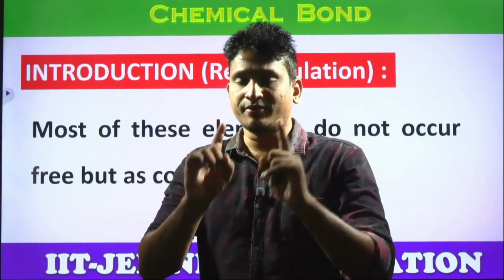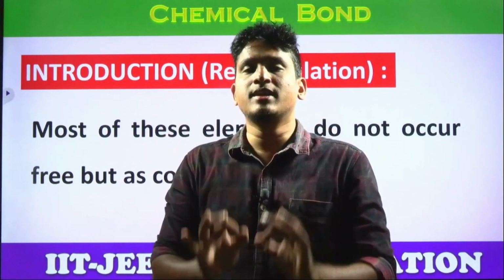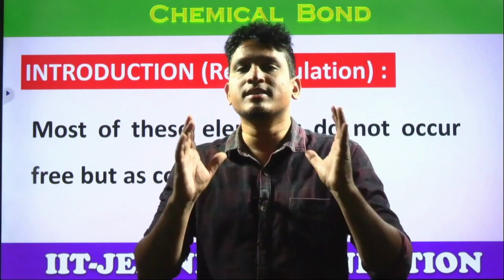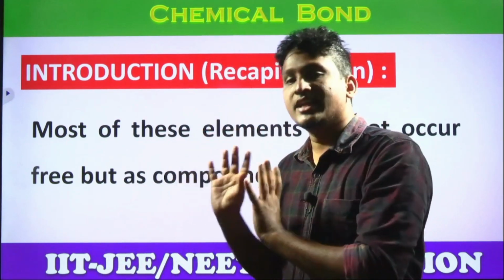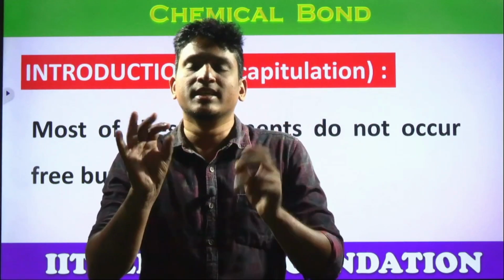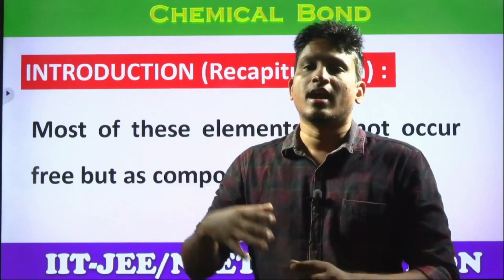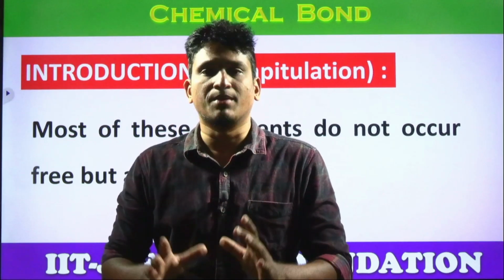So first of all, what's the first point? All these elements, all the atoms, are not available in nature in the free state as atoms. They are always available in the combined form only. The force which holds two or more atoms together is called chemical bonding. What are the types of chemical bonding and what are the factors that influence chemical bonding? Everything we'll discuss in this video.